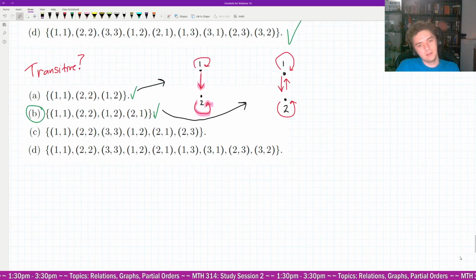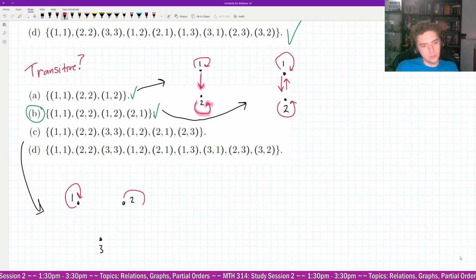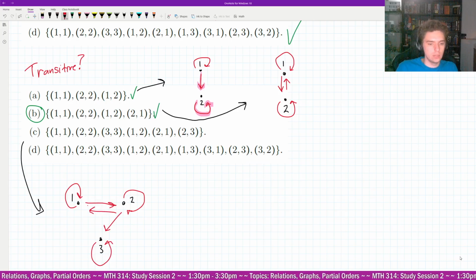Now let's check this part C. So this is now 1, 2, and 3. I always forget to actually put the numbers on. So we have 1 to 1, 2 to 2, 3 to 3, 1 to 2, 2 to 1, and 2 to 3. So transitive, what do you guys think? Is this one transitive? No, it's not transitive. That's right. So we have 1 to 2, we have 2 to 3, we do not have 1 to 3, so it is not transitive.